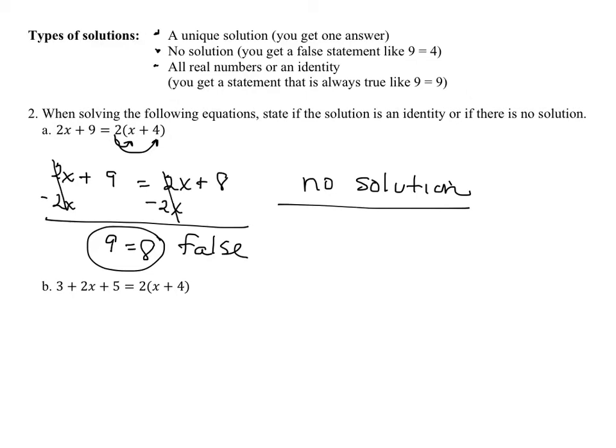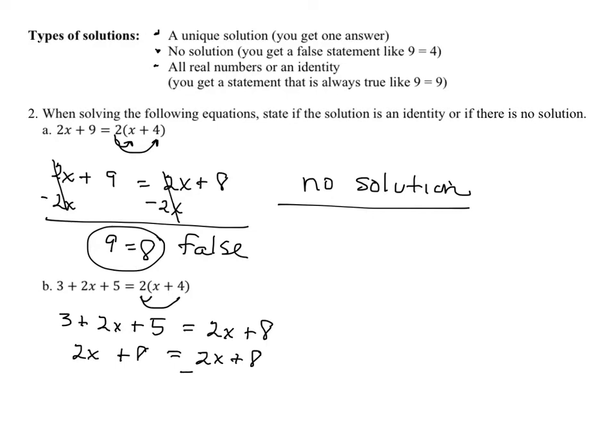Now let's do the next one. Again, I'm going to distribute. So 3 plus 2x plus 5 is equal to 2x plus 8. So I'm going to combine like terms. So 2x plus 8 equals 2x plus 8. I'm going to subtract 2x again. My x's will add out. So I end up with 8 equals 8.